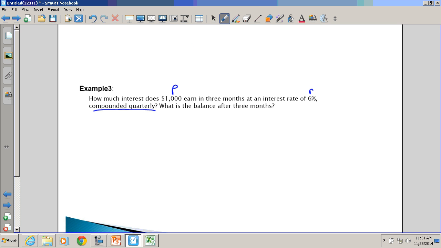Compounded quarterly. All right, so first I'm going to take my rate. Again, it's the same 6%, which is 0.06. I know my principal is 1,000. That's how much money I'm starting with. And then my time.